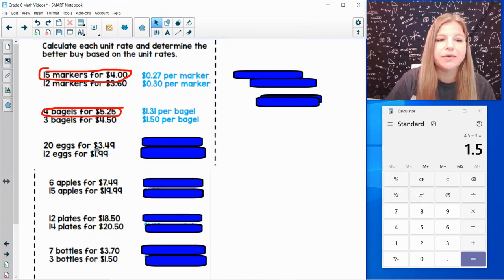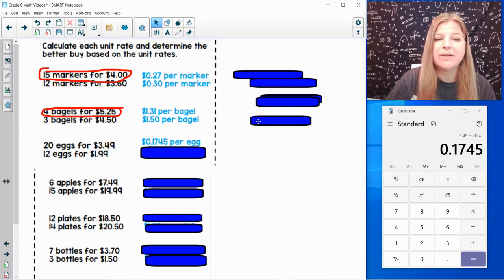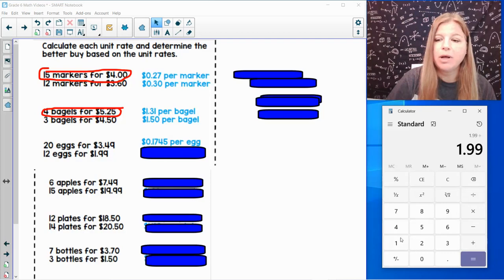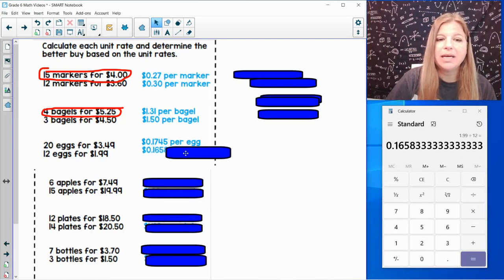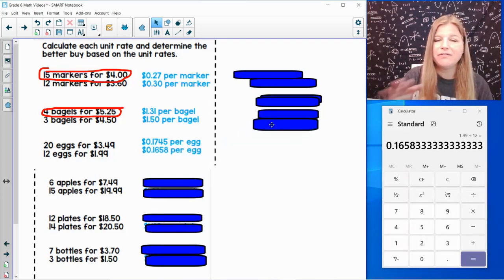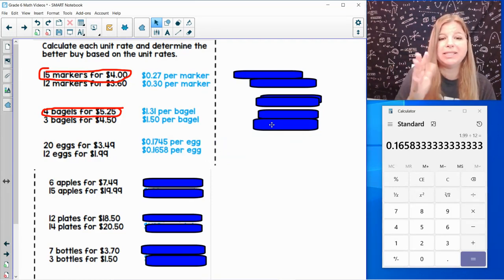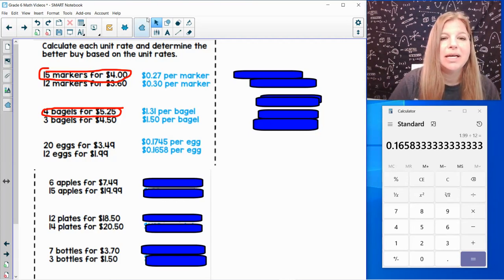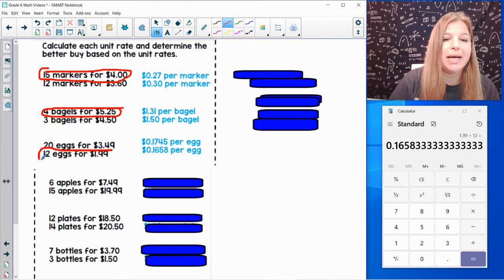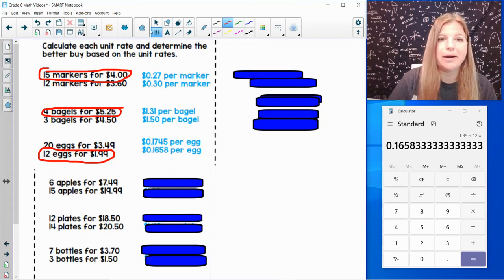Next one, 20 eggs for $3.49. So $3.49 divided by those 20 eggs gets me about 17 cents per egg. Whereas $1.99 for 12 eggs gets me about 16 cents. Now, I went further out. This would technically get rounded to 17 cents, but it's important for me to show you a few places after the decimal when they're super close. Definitely here, it's very, very close prices. They might actually end up being the same 17 cents when rounded, but that's technically the better deal.